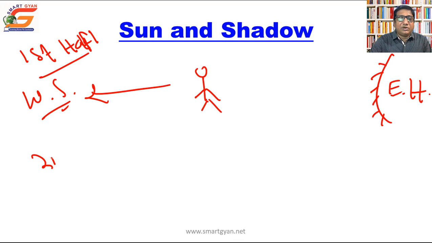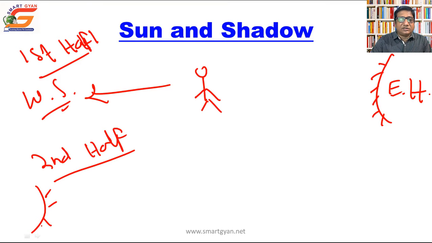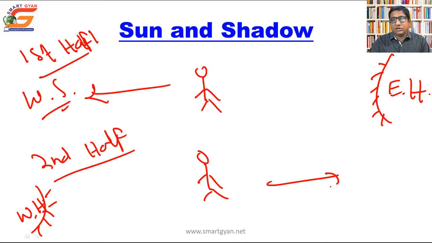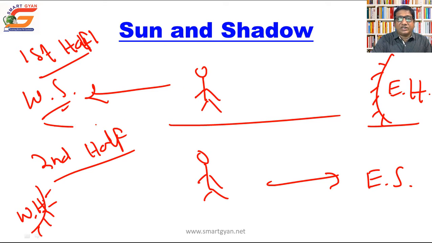And in the second half, what happens? The sun is in the western horizon. The sun sets in the western horizon. This is the western horizon. That's why if a man is standing here, then his shadow will be towards the eastern side. These are the two different situations in a day, the first half and the second half.